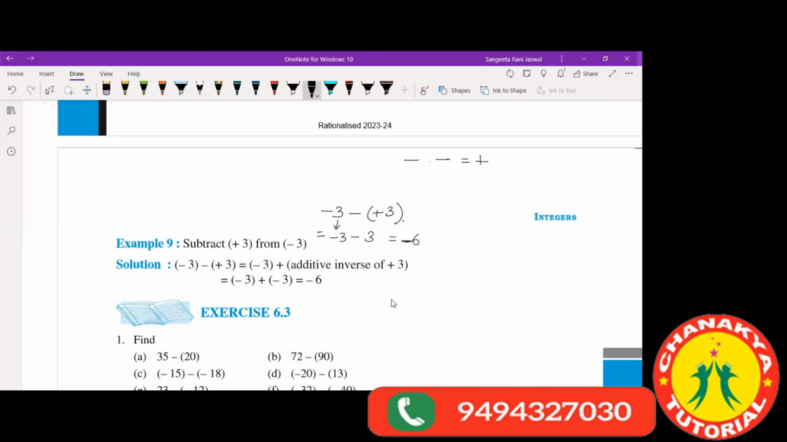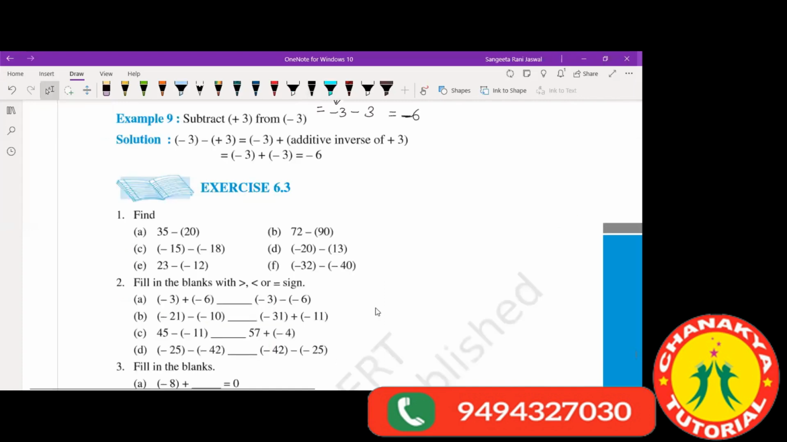Okay, now let's do this also. Now please, you will do this in your notebooks. 35 minus 20. Do it in your notebook and give me the answer. Both of you, please. Okay, ma'am. You have to do all these sums. Okay, I'll ask each one of you.